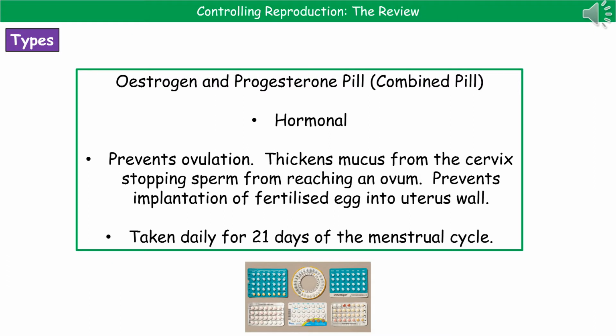Next potential contraceptive technique is the pill. So we've got the estrogen and progesterone pill, known as the combined pill. So as the name suggests, it is a hormonal technique. So the whole idea of this is it's going to prevent ovulation. So it thickens the mucus from the cervix, stopping sperm from actually reaching an ovum. And it's going to prevent the implantation of a fertilized egg into the uterus wall. So what happens here is it's taken daily for 21 days for the menstrual cycle, then it's stopped to allow the lining to break down naturally.